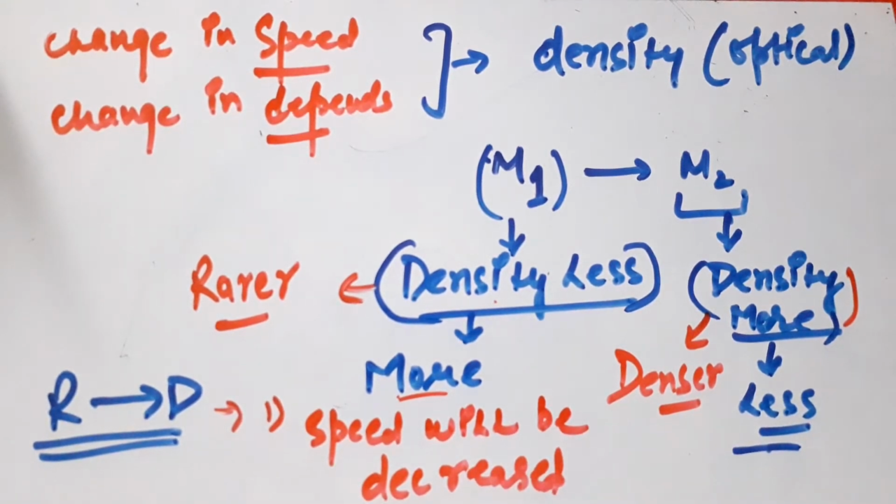Right? This is the first thing we have to understand. When the light is passing from rarer to denser medium, then speed will be decreased, and vice versa. So vice versa means when the light is going from denser to rarer medium, speed will be increased. Yes, we have to understand this thing. Speed will be increased. This is about speed, right?